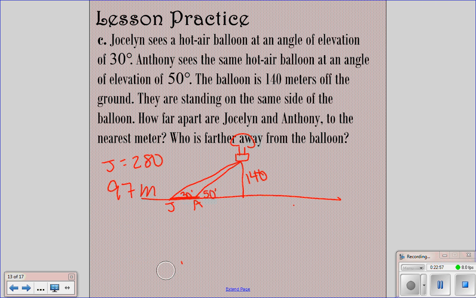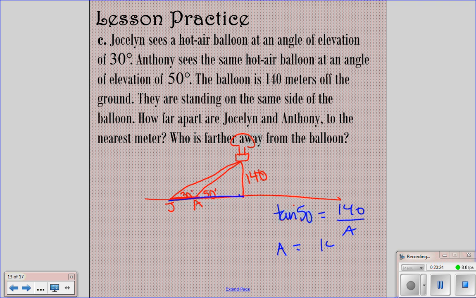So I used my values to find the hypotenuse, but that's not going to tell me how far apart the two people are. Since they are on this side here, that's the adjacent side. So we're going to have to use tangent. So we would do tangent of 50 equals 140 over A. And so if you solve for A, you're going to have A equals 140 over the tangent of 50. And so your A value is going to be 117.47.